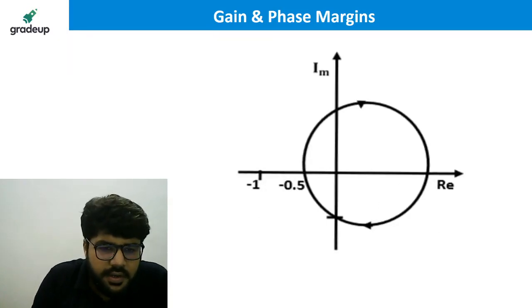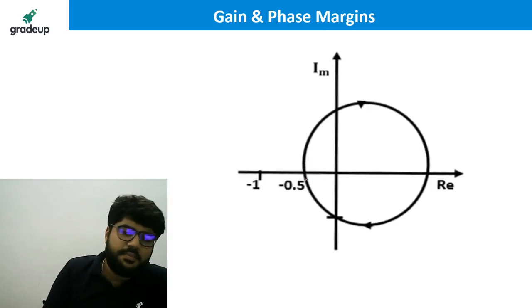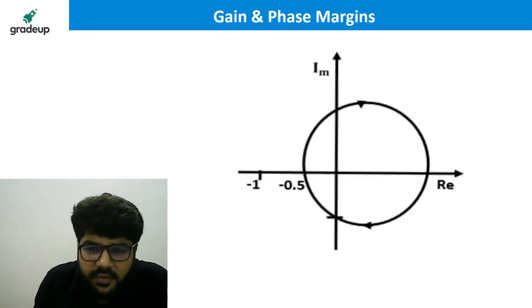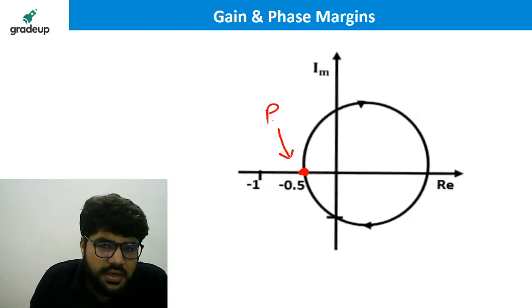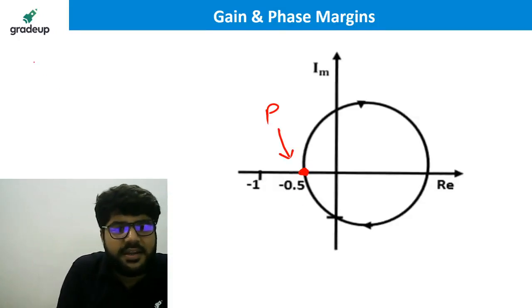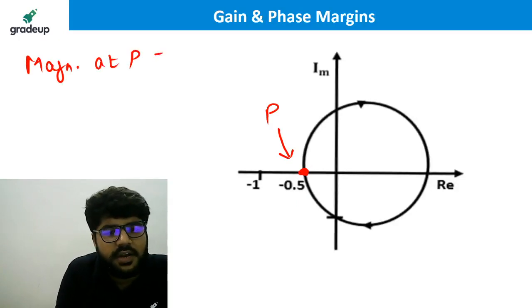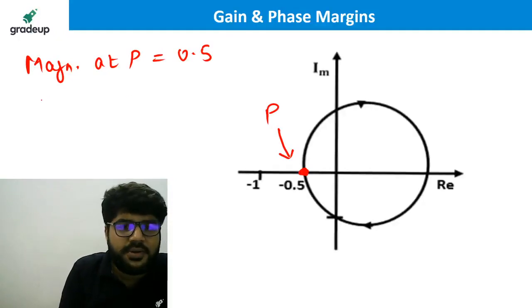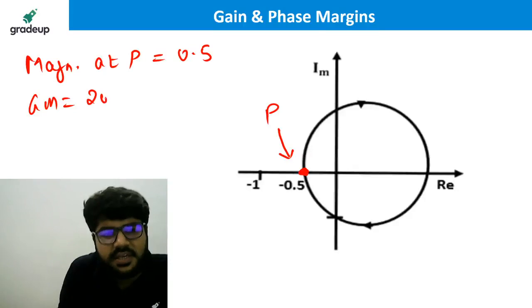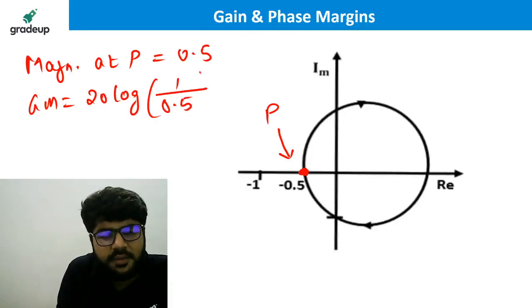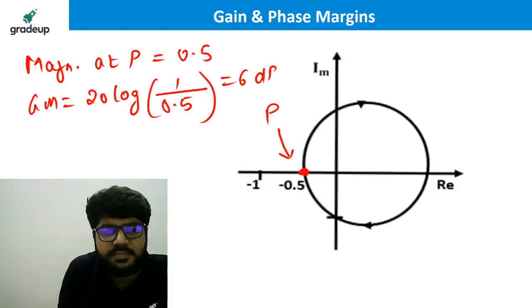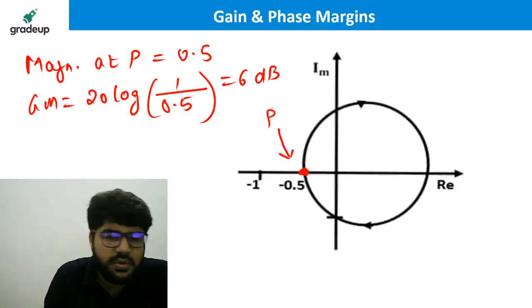Now, the gain and phase margin can be easily described by the given Nyquist plot. Guys, this is what point? This is your point P. So what is the magnitude at P? 0.5. Minus because it is on the negative x-axis. Magnitude is 0.5. So what is the gain margin? 20 log 1 upon magnitude at omega P. So 20 log 2, 6 decibel.